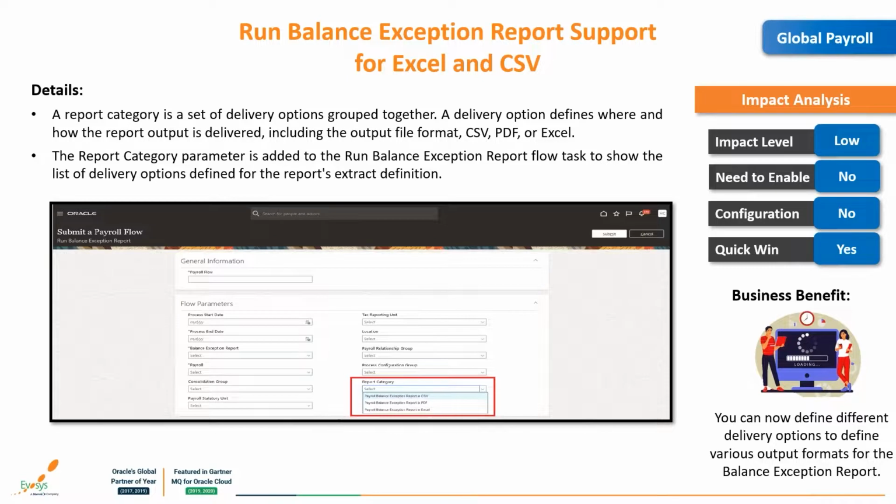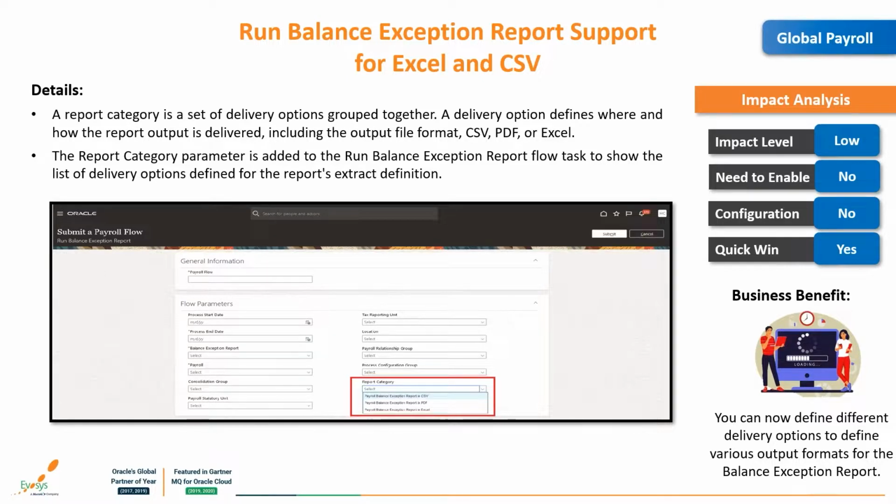When a report has multiple formats available, there is a report category parameter in the report flow as a parameter, and you can choose the format in which you want to download the output. As of today, there is no report category parameter in the balance exception report, and the default format is PDF. With 22C, Oracle is bringing in a report category parameter to the run balance exception reports, and they are also adding Excel and CSV formats to it.